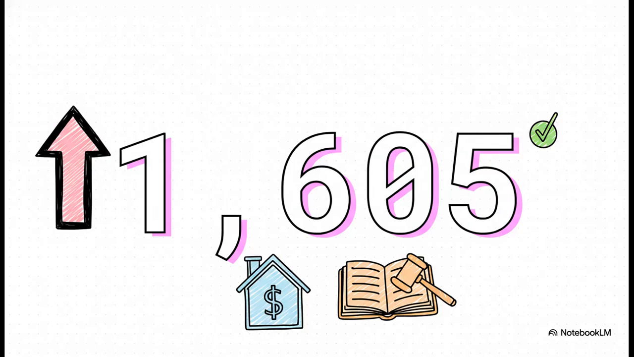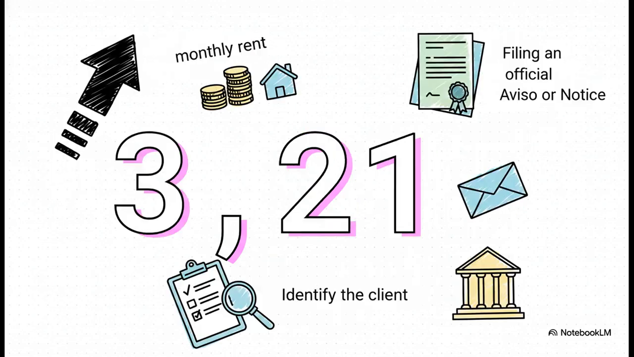So when does that first alarm bell go off? Right here, 1,605 UMAs. If the monthly rent on a property is more than this amount, the law says you are now required to do that full identification process for your client. This is your first mandatory checkpoint. And what about that second checkpoint? Well, that's 3,210 UMAs. If the monthly rent hits or goes past this value, your job gets bigger. It's no longer enough to just identify the client. You are now legally required to file that official aviso or notice with the Secretariat of Finance.